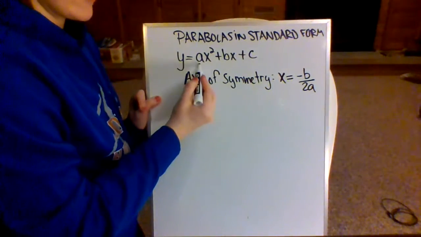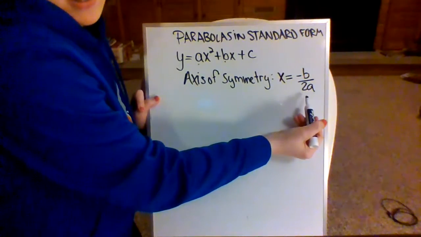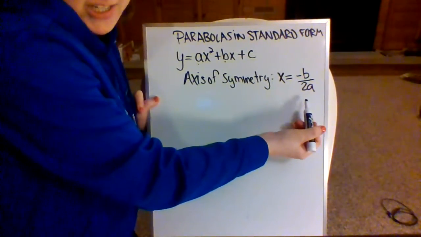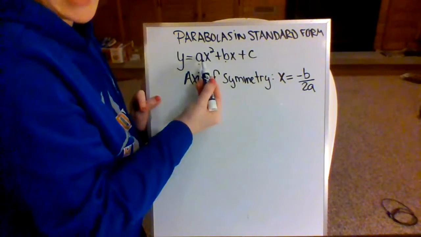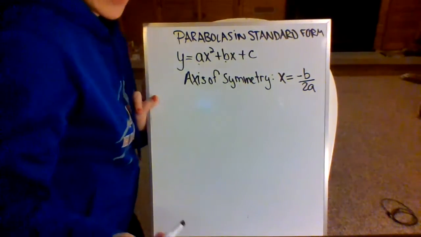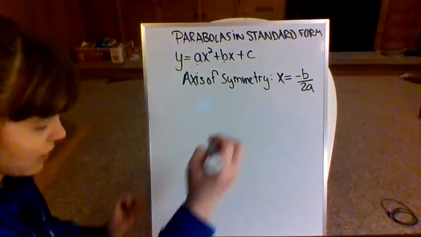So we're going to have our a value here and our b value here, and we plug them into this formula. The axis of symmetry will give us the x value of our vertex, and then we will have to plug it back into the equation to figure out what y is. So I told you it's going to take a little bit of math. Okay, so here we go.